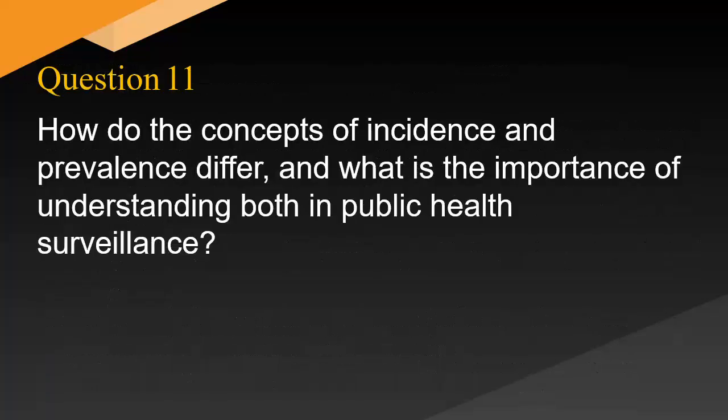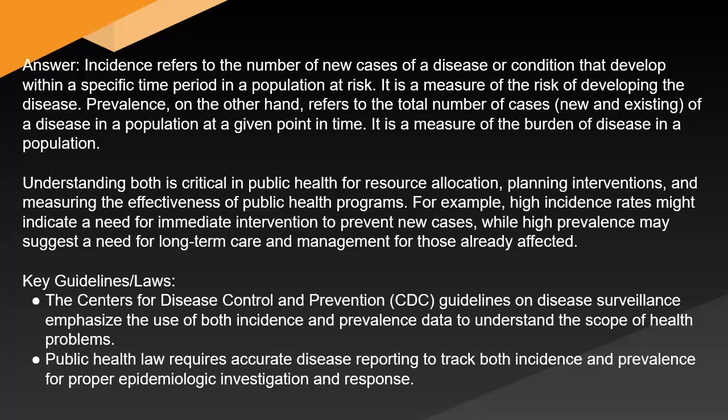How do the concepts of incidence and prevalence differ, and what is the importance of understanding both in public health surveillance? Answer: Incidence refers to the number of new cases of a disease or condition that develop within a specific time period in a population at risk. It is a measure of the risk of developing the disease. Prevalence, on the other hand, refers to the total number of cases, new and existing, of a disease in a population at a given point in time. It is a measure of the burden of disease in a population.